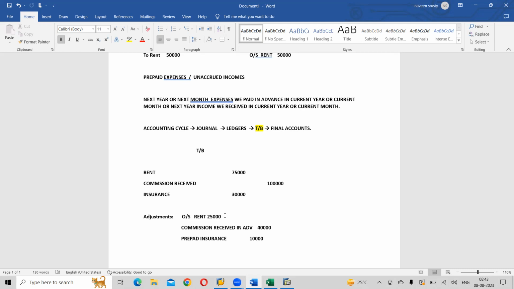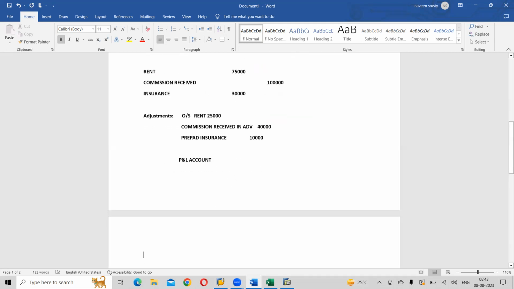Don't forget that. The thumb rule for expenditure related items: the expenditure related to the current year, whether we paid it or not, we need to show in the books of accounts, which means in the P&L account. How are we going to show it in the P&L account? I'll take an example on the next page. In the P&L account, how are we going to show it on the debit side?